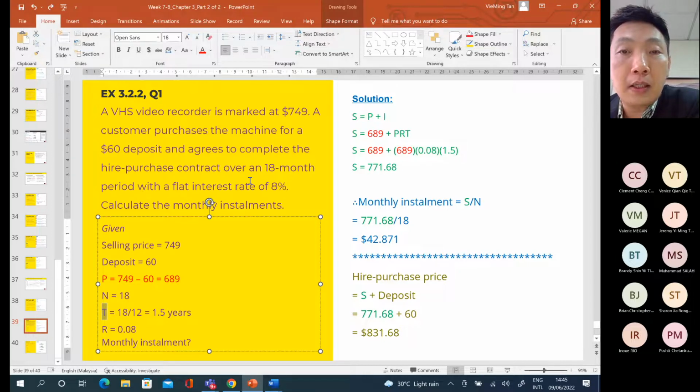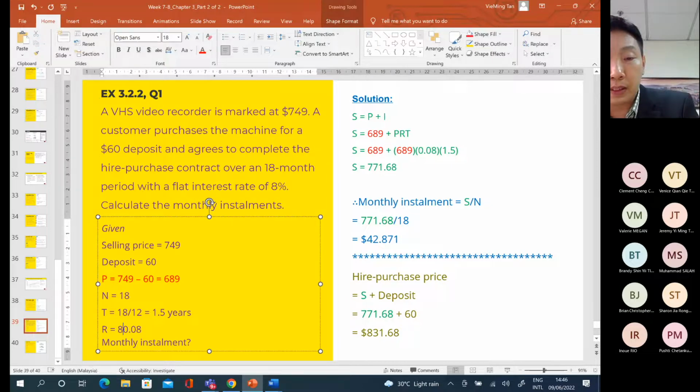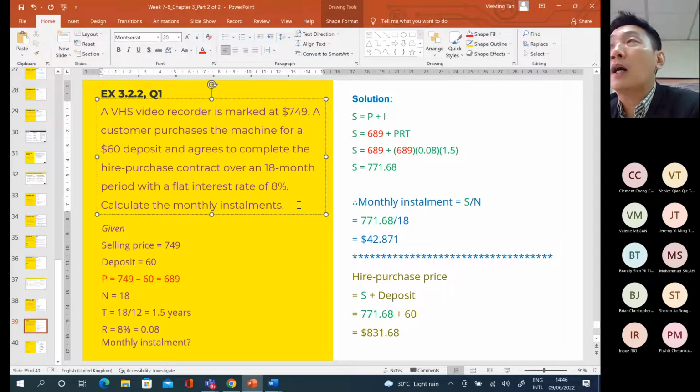Okay, so this agreement involves the flat interest rate of 8%. Flat interest rate means the simple interest rate, 8%. Okay, so I use R to represent 8%. So 8% means 0.08. Simple interest rate. Okay, so next sentence, calculate the monthly installment. Monthly installment means how much has to be paid by the customer every month in order to settle the loan. Okay, monthly installment.